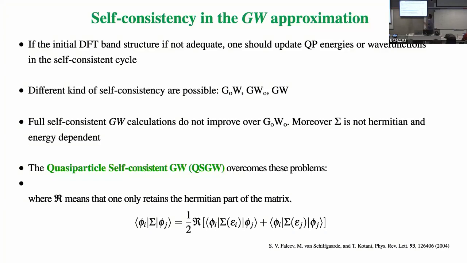Now, the problem is that the self-energy is not Hermitian. So if you try to diagonalize it, there are a lot of numerical instabilities. So that's the reason why people started to suggest approaches in which you construct a static and Hermitian approximation to the self-energy, an effective Hamiltonian in terms of the GW self-energy.